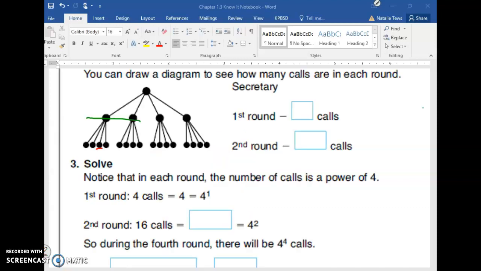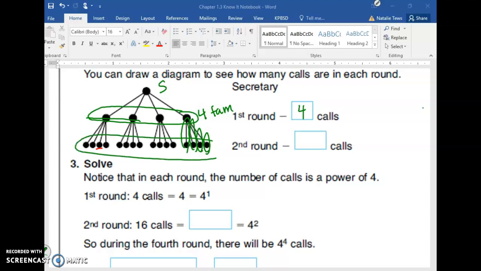So you work. Okay, so on the plan here, this is the secretary right here. Okay, this is the secretary. This is the 4 families. And each family calls 1, 2, 3, 4 families. Okay, so in the first round, how many calls are made? This is my first round right here. 4 calls. In the second round, how many calls? 16 calls. Because if I count up all those dots, that's 16.